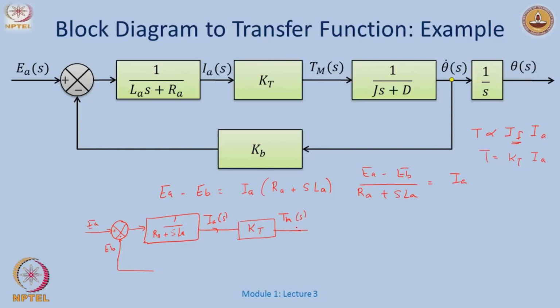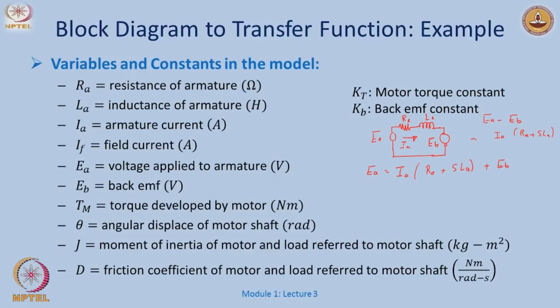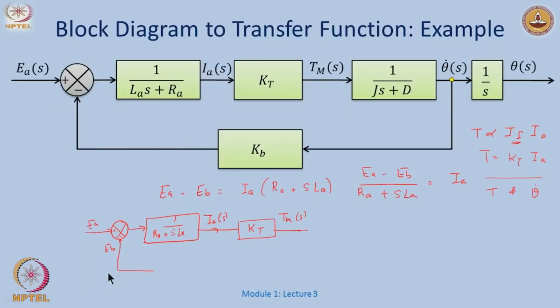Okay. Now, what does this torque do? So we had seen this relation for rotational motion between torque and the angular velocity. This torque goes through the J, the moment of inertia of the motor and the load, and the friction. So, the torque is related to this thing.